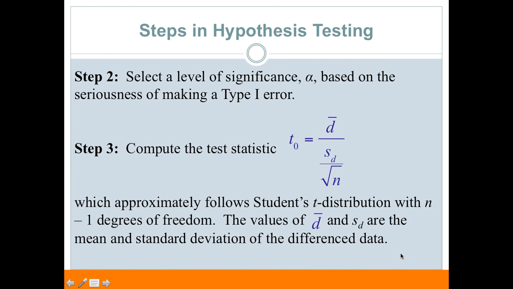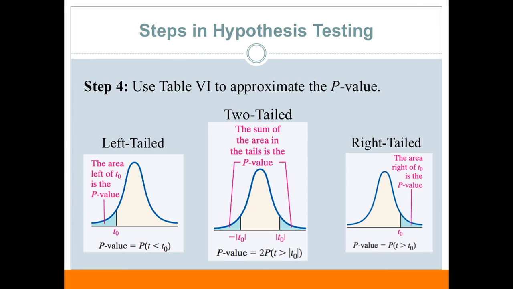Now we go ahead and we select our level of significance, and we compute our test statistic, which isn't too bad to compute. It's a t statistic since we're talking about a mean, so we don't know our population standard deviation. And it's found by just taking d bar, which is the average difference, and dividing by s sub d, which is the standard deviation for the difference data, over the square root of n. And that's going to follow a student's t distribution with n minus 1 degrees of freedom.